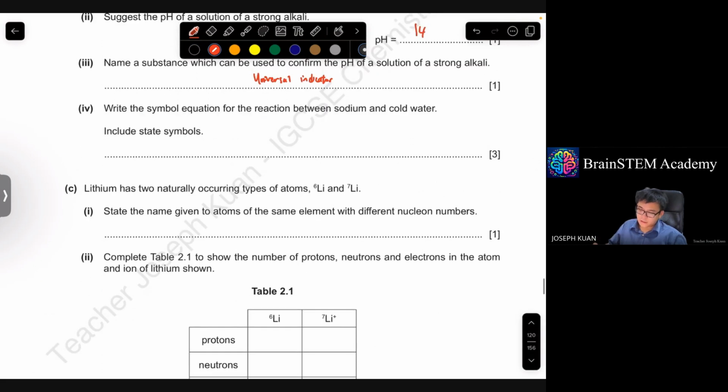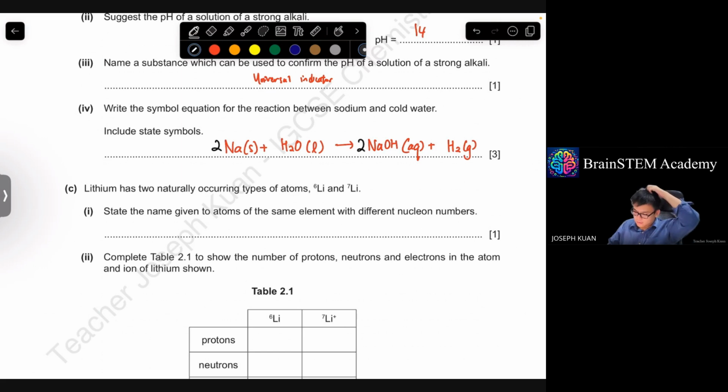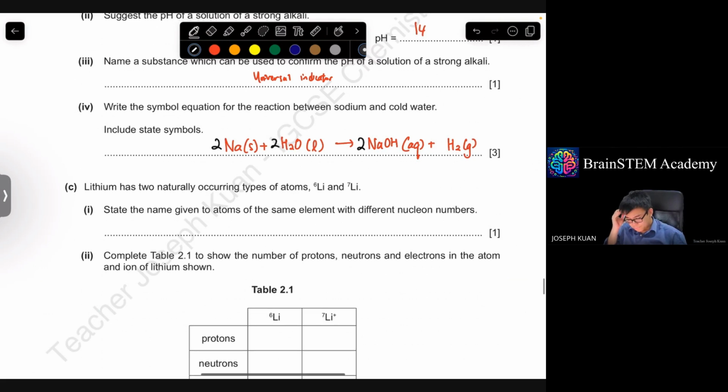Next, write the symbol equation for the reaction between sodium and cold water. So, sodium is a solid, reacts with cold water, which is a liquid, that forms sodium hydroxide, because this is a group 1 metal. Group 1 metals are also known as alkali metals. They form alkali, so aqueous solution, plus they form hydrogen gas as a result. So balance this equation, you get 2 sodium hydroxides, 2 water, so 4 hydrogen on both sides.